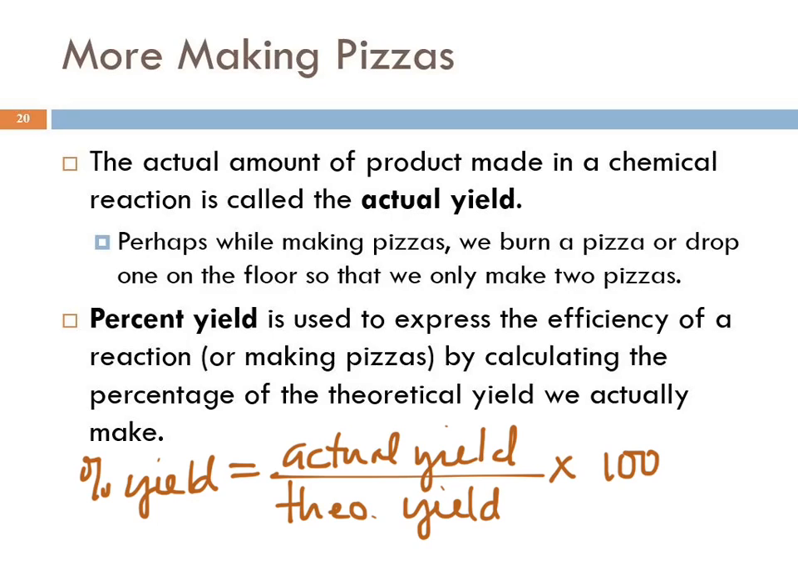So if you didn't drop any pizzas on the floor, if you didn't burn any, then your theoretical yield and your actual yield would be the same, and you'd have a 100% efficiency, a 100% yield, and that would be awesome. But if you drop one on the floor, you made 2 out of a possible 3, and so you've got a 66.67% efficiency. Any questions?